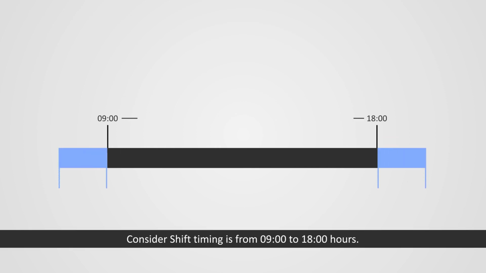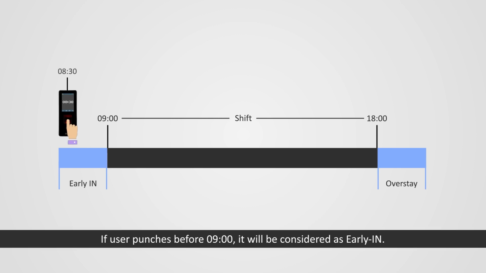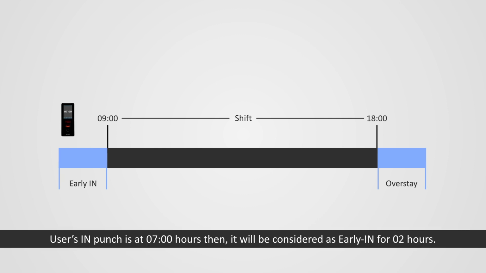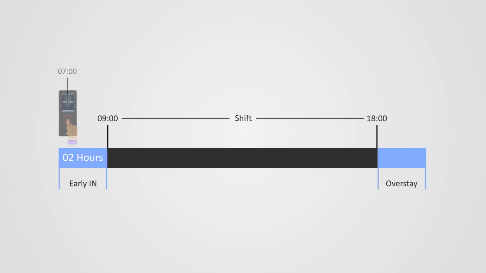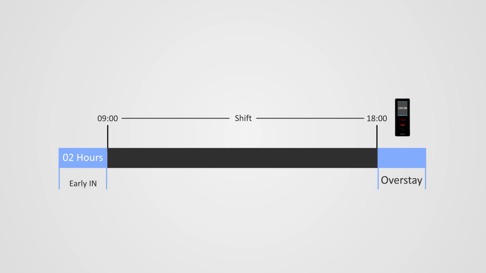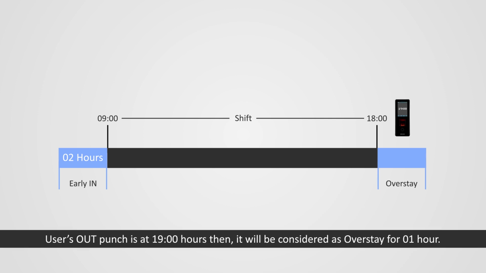Consider shift timing is from 9 to 18 hours. If user punches before 9, it will be considered as early in. If user's in punch is at 7 hours, then it will be considered as early in for 2 hours. If user punches after 18, it will be considered as overstay. If user's out punch is at 19 hours, then it will be considered as overstay for 1 hour.